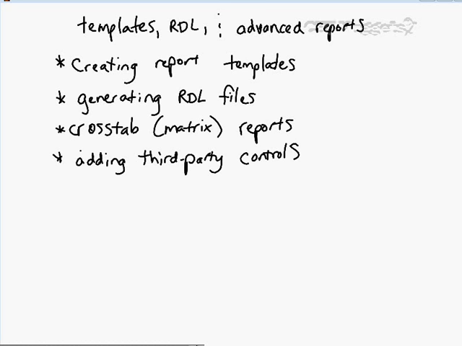Lastly, we talked about adding third-party controls. You're going to need to decide first of all whose third-party control you're going to be using. Go ahead and download it, and usually when you execute it, it's going to automatically install it in your environment. So when you then look at your toolbox, you'll find it in there.